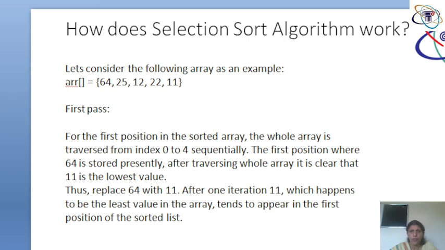In the first pass, for the first position in the sorted array, the whole array is traversed from index 0 to 4 sequentially. The first position where 64 is stored presently, after traversing the whole array, it is clear that 11 is the lowest value. Thus, replace 64 with 11. After one iteration, 11, which happens to be the least value in the array, appears in the first position of the sorted list. Means after every pass, we will get one element at the right place. First pass, first element at the right place.